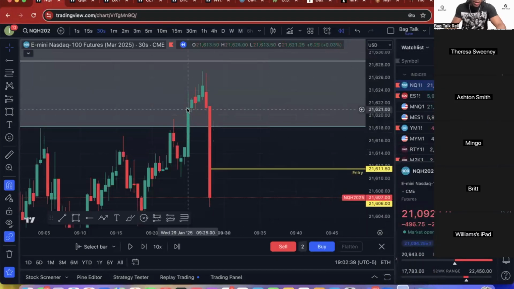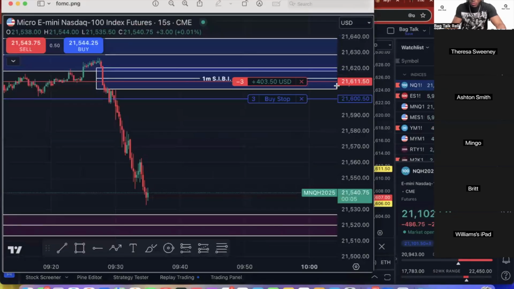So you'll see right here that this is what I had put in the chat that morning. You see my entry here at 21,611.50, just going short right there. Y'all see this blue area was the fair value gap we were just talking about. I look for confirmation and then I get in the trade.